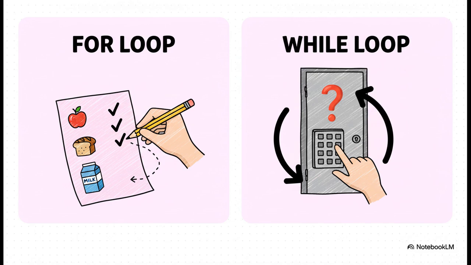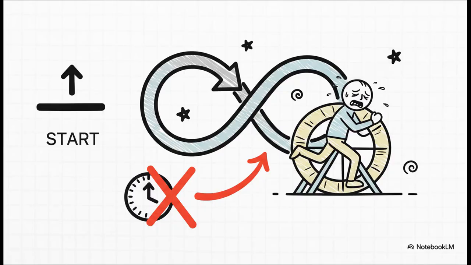Well, a for loop is your go-to when the repetition is predictable. You know exactly how many times you need to run, like going through every single item in a grocery list. A while loop, on the other hand, is for when you don't know when to stop. You use it when you're just waiting for some condition to be met, like a user finally entering the right password. But there's a danger with while loops, a nightmare scenario called the infinite loop, where your program just runs forever. To avoid it, you need two things, no exceptions.